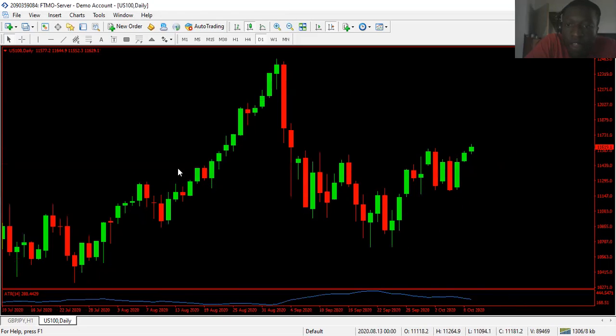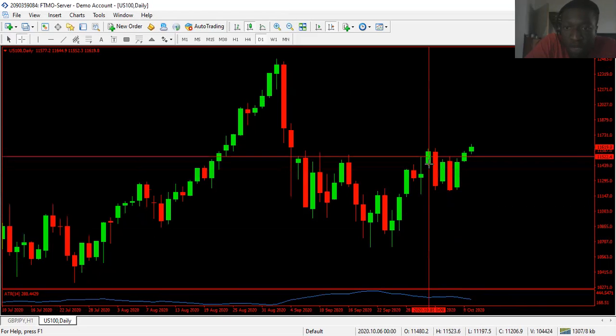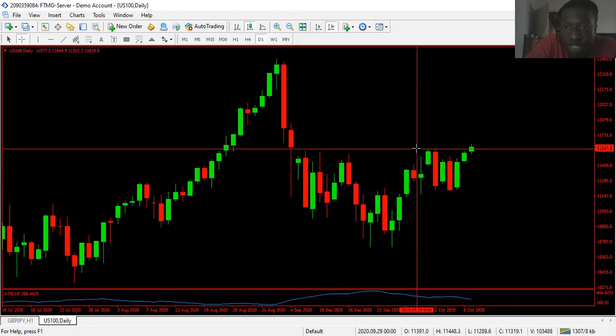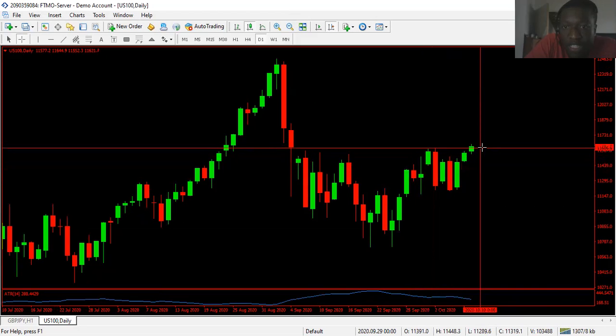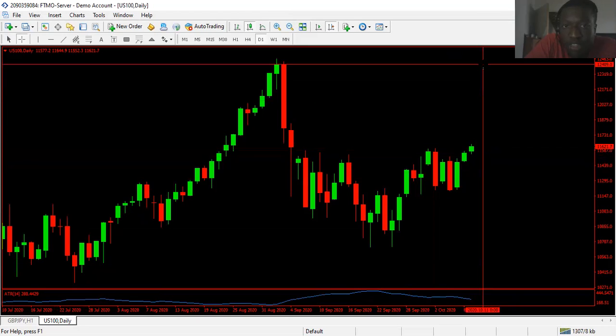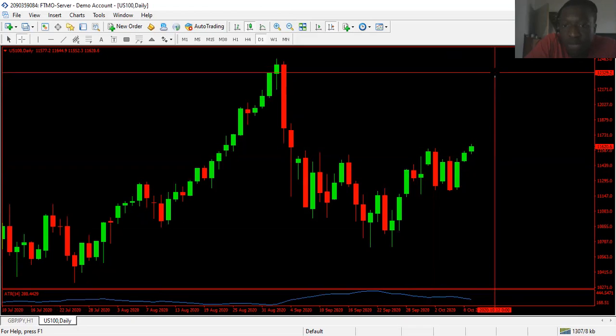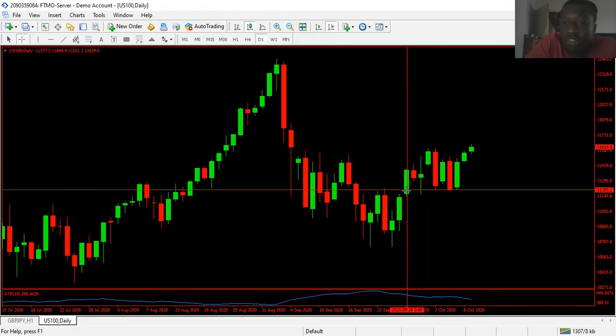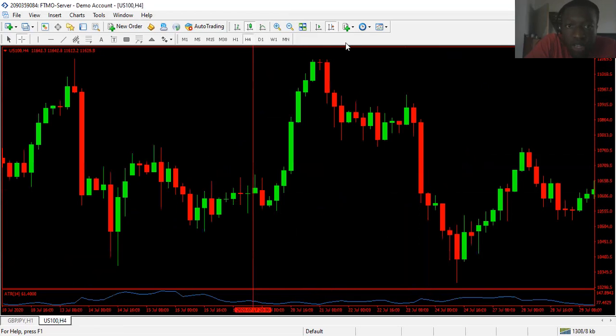Okay, so as you can see, we pretty much are coming out of this range that we were in at this point. And price right now has the ability to push on higher to come to the 12,409 level. I have that anticipation because we've largely been ranging pretty aggressively. Okay, so with that in mind, I am bullish.